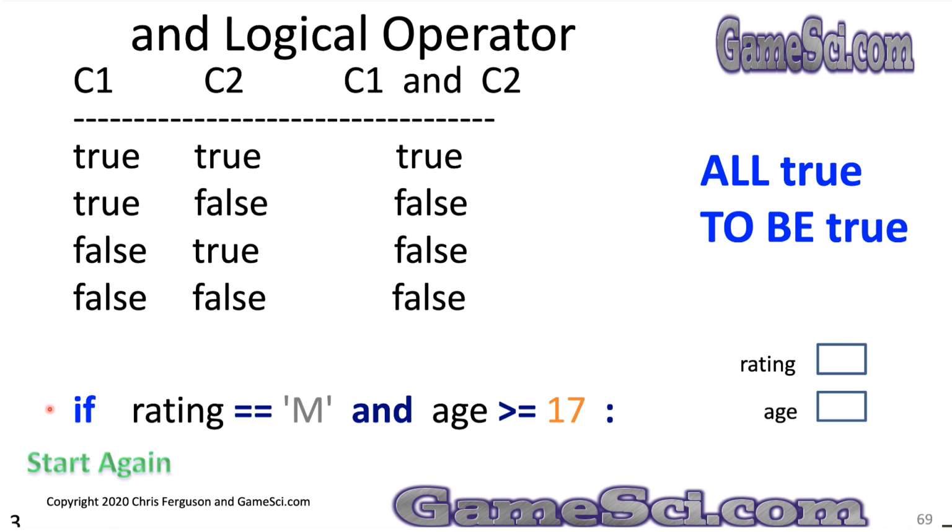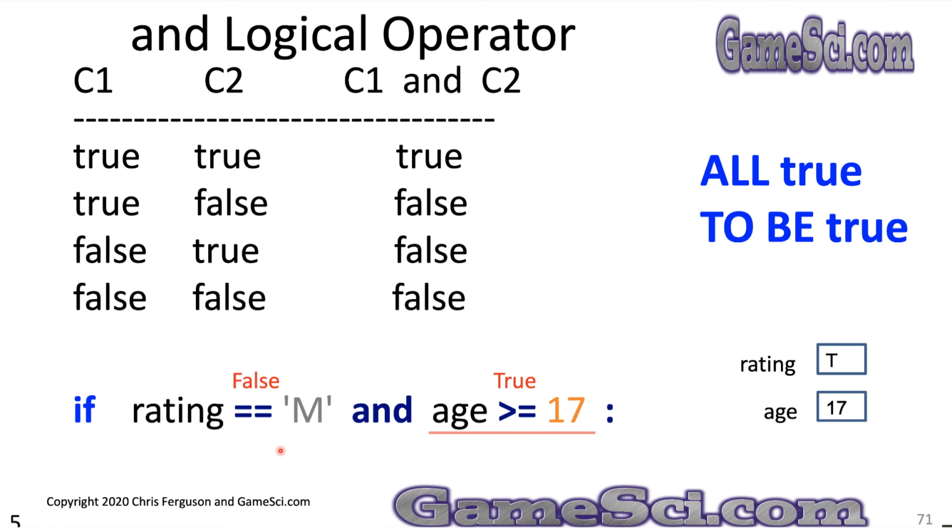Let's start again with a new rating and a new age variable and see how this if statement gets evaluated. We'll start with a rating value of T and an age value of 17 and see how that affects our if statement. First of all, rating is T, so T equal to M is a false statement. Very much a false statement.